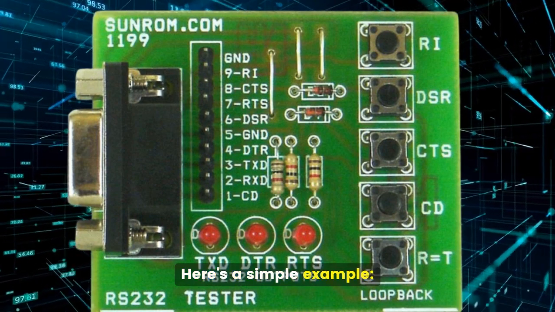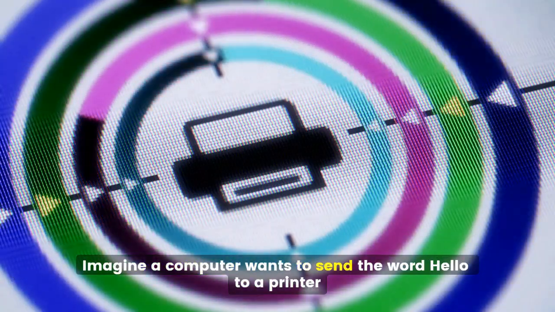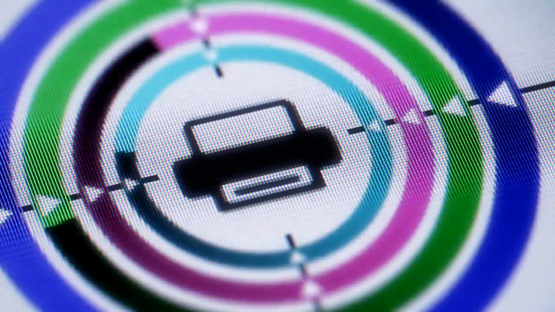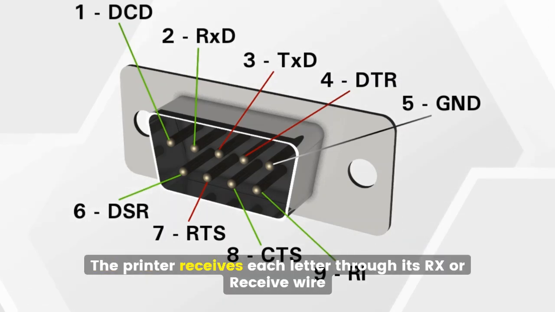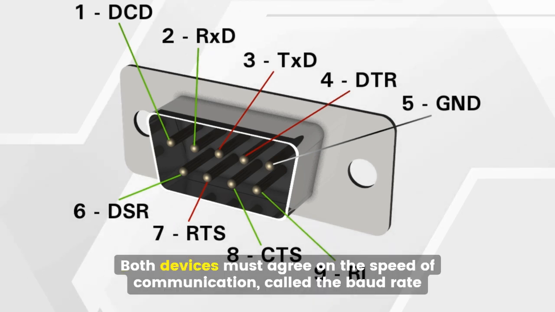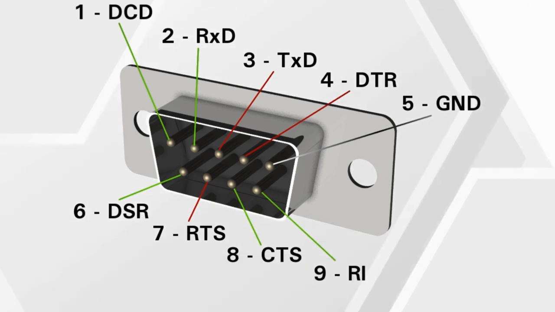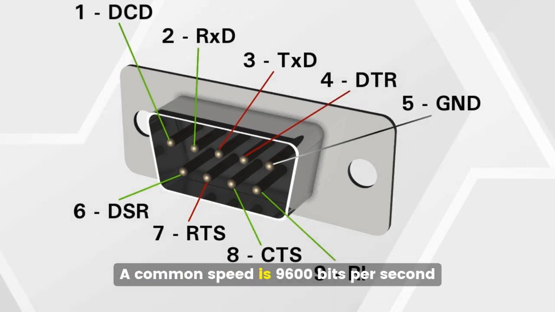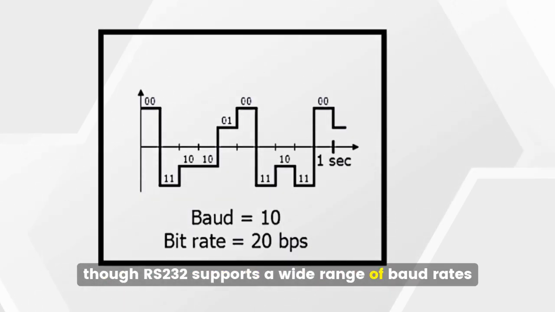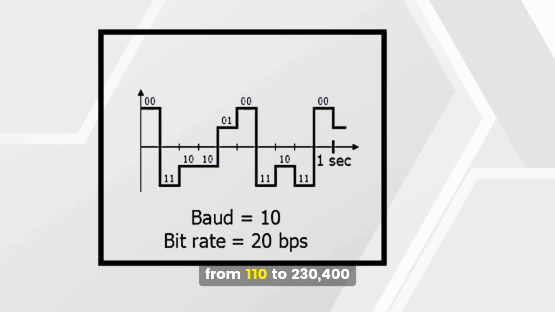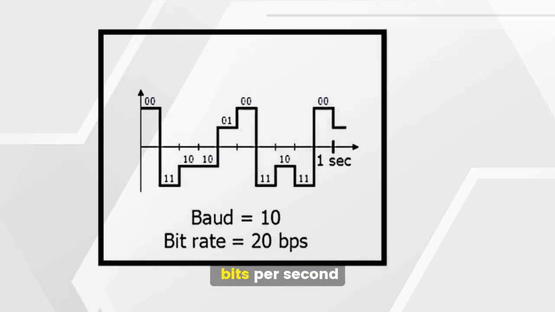Here's a simple example. Imagine a computer wants to send the word hello to a printer. The computer sends each letter one by one through the TX or transmit wire. The printer receives each letter through its RX or receive wire. Both devices must agree on the speed of communication, called the baud rate. A common speed is 9,600 bits per second, though RS-232 supports a wide range of baud rates from 110 to 230,400 bits per second.